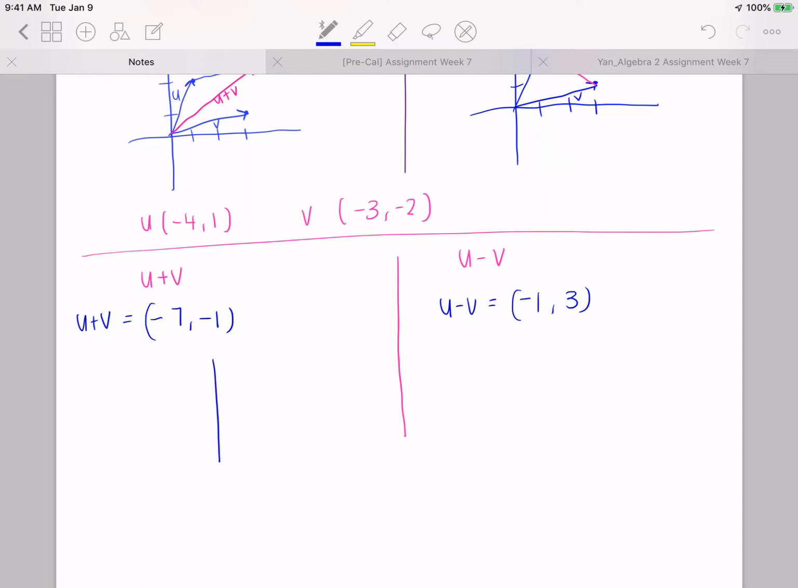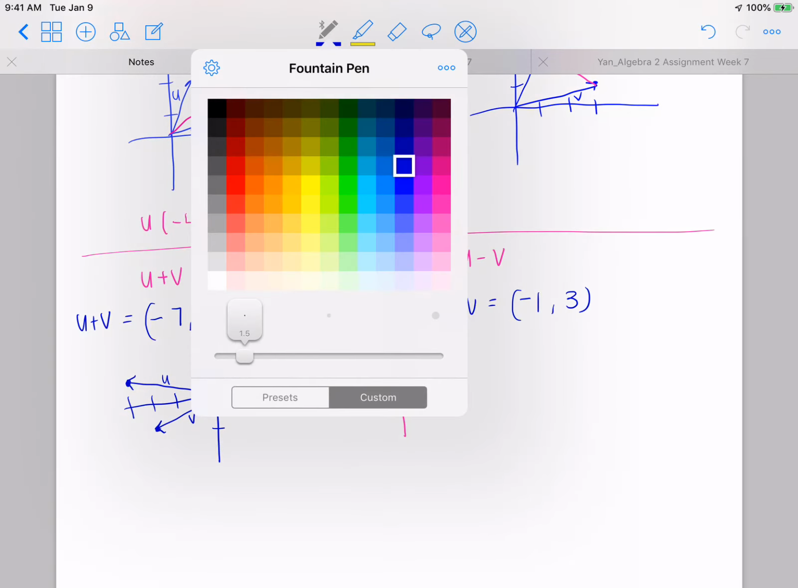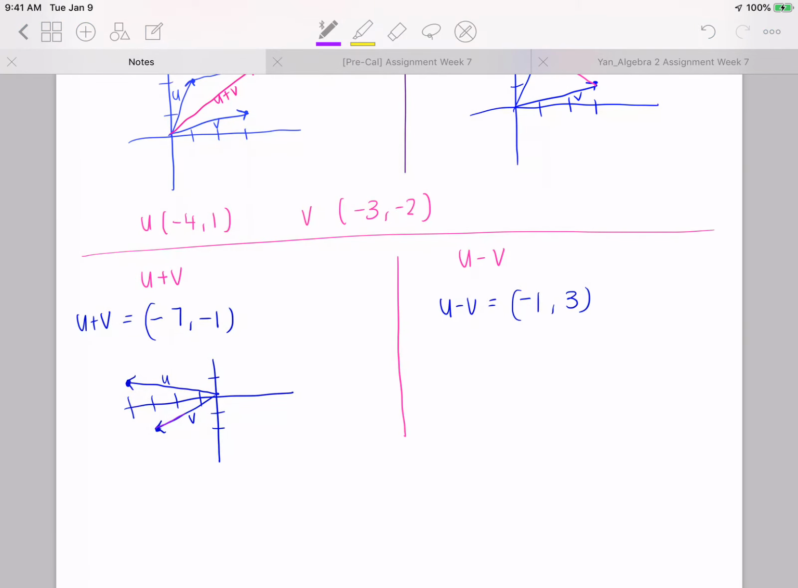And then picture-wise, it would be 1, 2, 3, 4, up 1. Negative 4, up 1. This is u. And v would be negative 3, down 2. This is v. Okay, so I'm going to redraw v right here, and we're going to connect the points from the beginning of u to v. This would be u plus v.